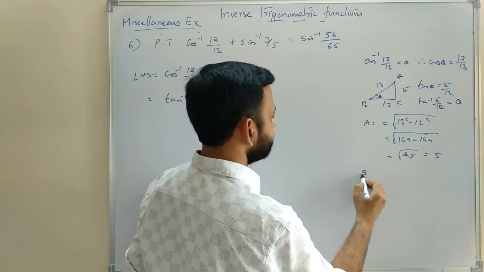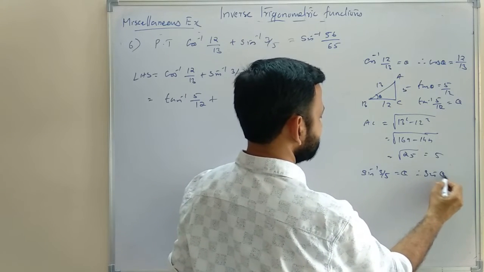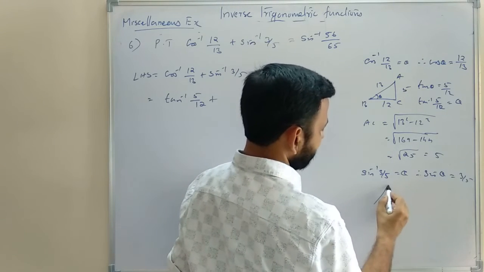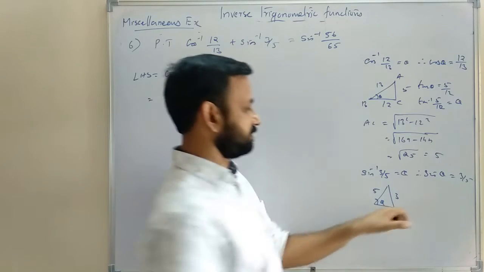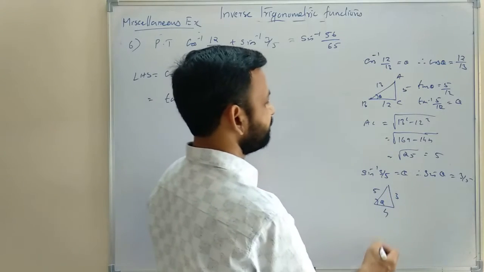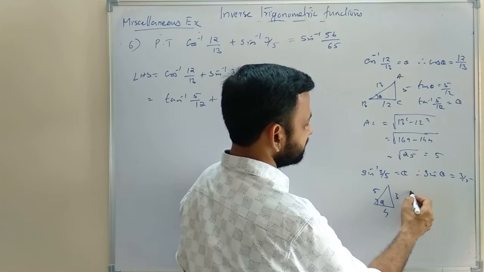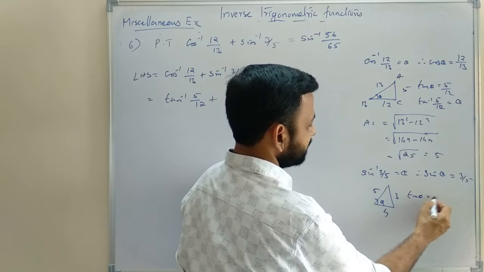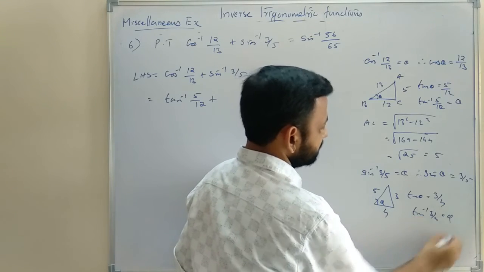Again we can draw sin inverse 3 upon 5 is equal to theta. Therefore sin theta is equal to 3 by 5. Again a triangle with theta, 3 and 5. Sin theta is opposite side by hypotenuse, so the base will be 4. Therefore tan theta is equal to 3 by 4. Therefore tan inverse 3 by 4 is equal to theta.